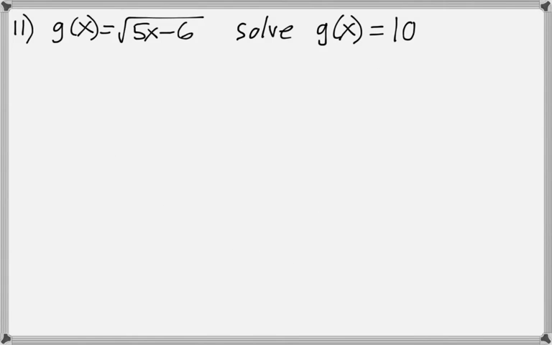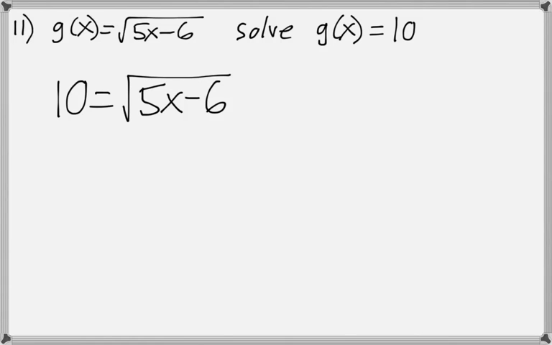Let's skip to number 11, which is similar but different. It's kind of almost backwards. It says, given that the function g of x is equal to the square root of 5x minus 6, solve for g of x is equal to 10. So this does not mean that I'm plugging in 10 for x. I'm actually plugging in 10 for the function and setting the function equal to that. And then I'm solving for x.